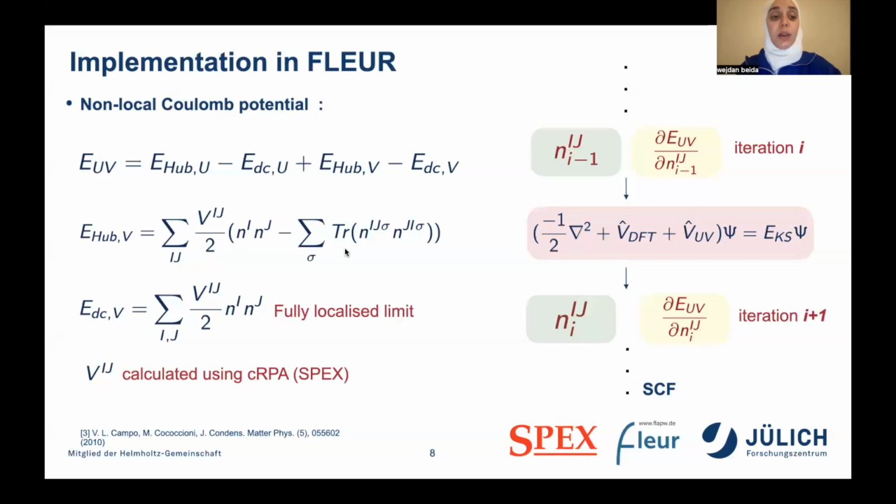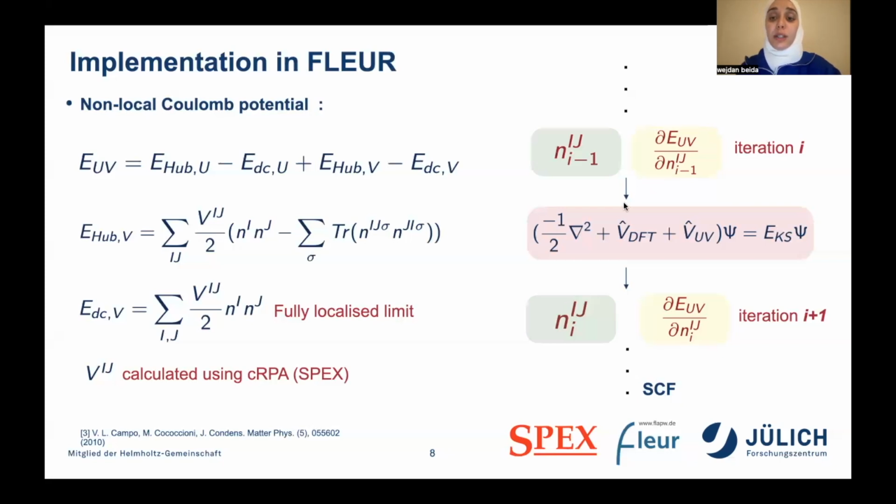Now we have the inter-site occupation matrix, we have the inter-site potential, and we have the inter-site density matrix and the energy. We want to calculate the potential. It is calculated similarly to the Kohn-Sham approach by taking the functional derivative of the energy term with respect to the inter-site occupation matrix.